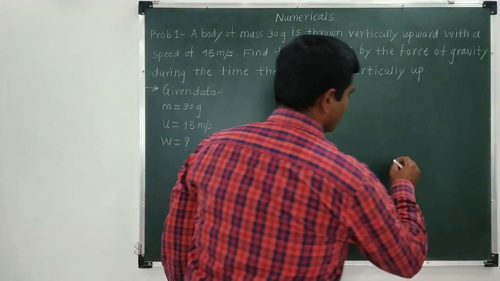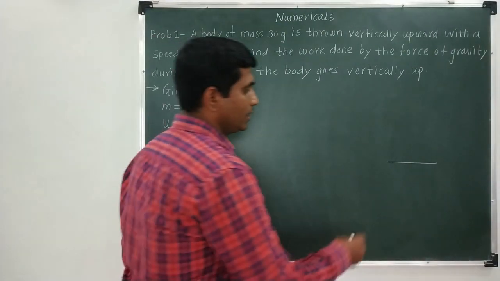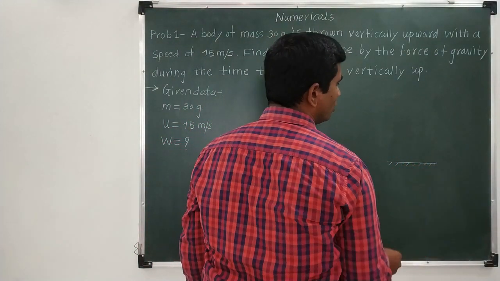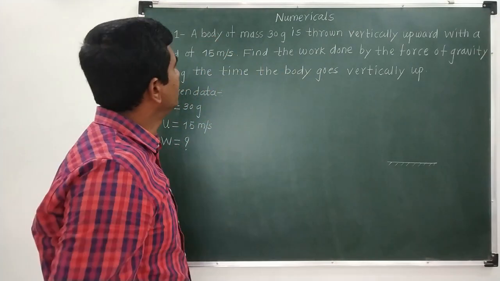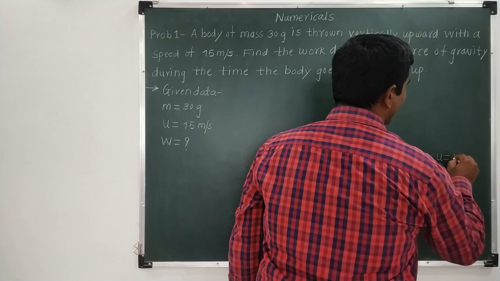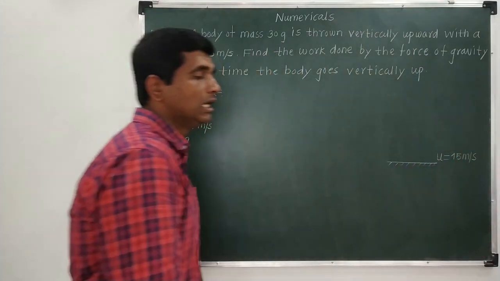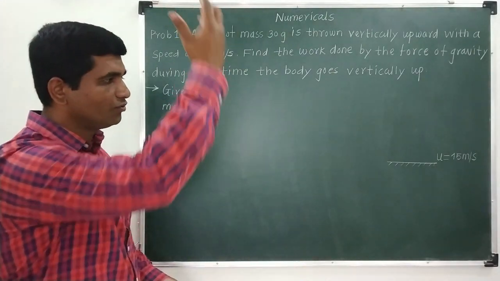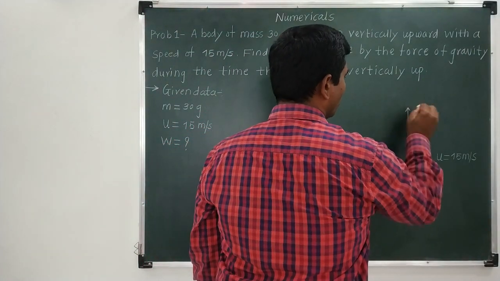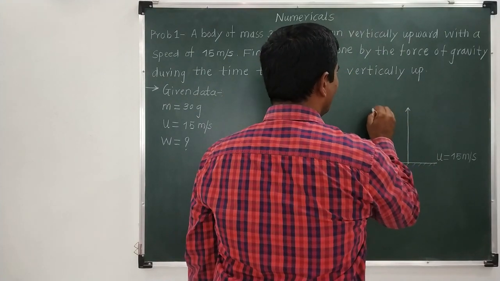For your sake of understanding I will just draw a diagram. Let us say this is a ground surface and the ball is thrown in the vertically upward direction. The body is thrown with an initial velocity of 15 meters per second. So this is your initial velocity. As the body is thrown vertically upward, it will move like this. Let us call this point A and this point B.